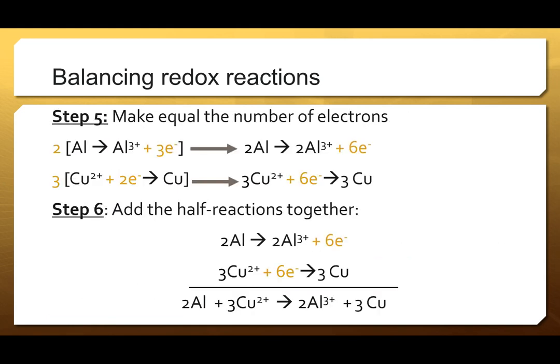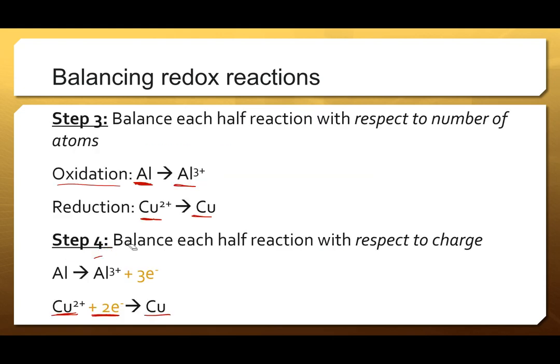Step 5 is to make equal the number of electrons. So looking at these half reactions, I cannot have a reaction that loses 3 electrons and this guy gains 2 electrons. That means I still have another electron that's just floating around randomly. And that's not how chemistry works, right? So the same number of electrons that get lost has to be the same number of electrons that get gained during that chemical reaction. So what we need to do is find the least common denominator between 3 and 2.